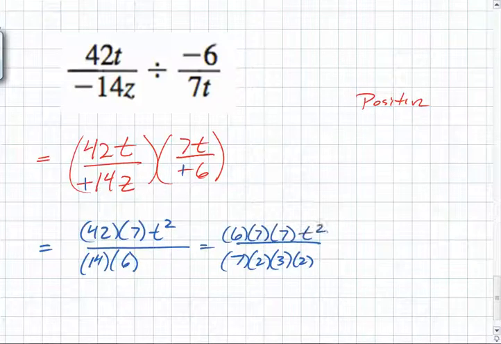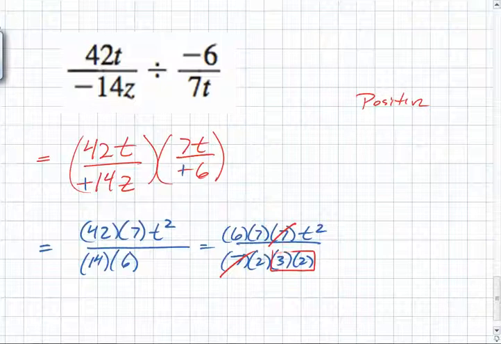So what cancels? First, you have a 7 and a 7 canceling out right there. And then since you have 3 times 2, that's 6, that will cancel with that right there. So you're left with 7t squared all over 2.